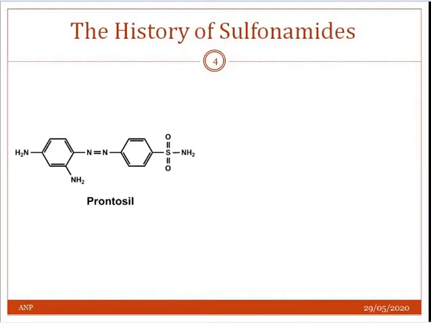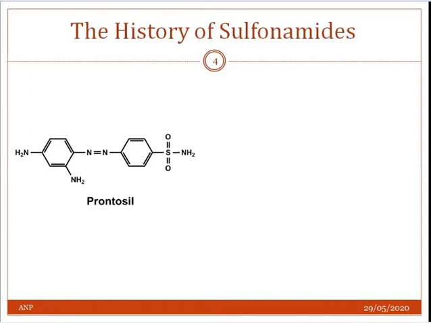In vivo means inside the body, and in vitro means outside the body. In the year 1935, it was found that the red dye prontosil had antibacterial properties in vivo, that is, when it is given to laboratory animals. But strangely enough, no antibacterial effect was observed in vitro, that is, it does not show any antibacterial property outside the body.